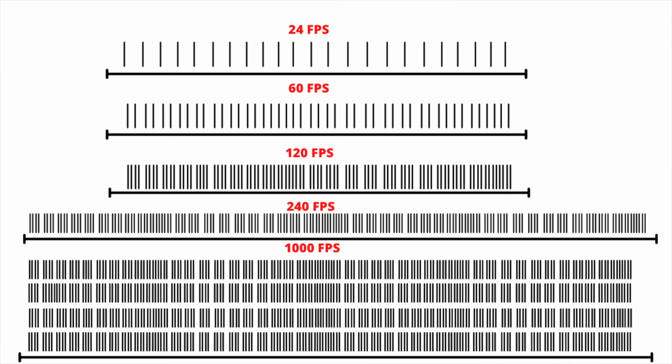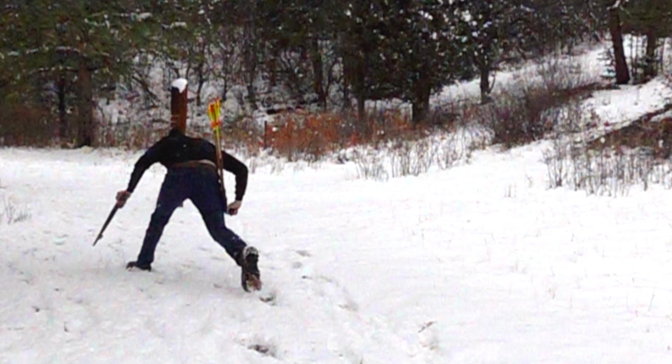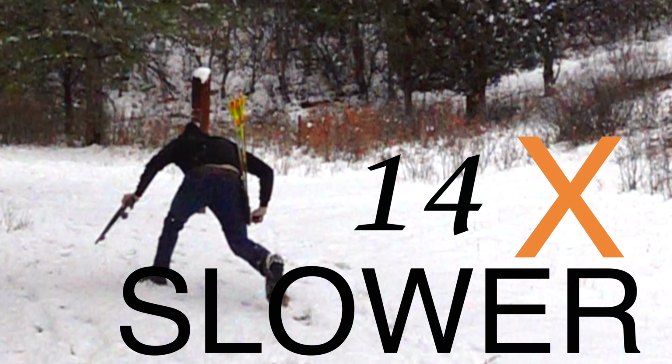Today we're gonna go shoot our bows, and we're gonna do it at 1,000 frames per second. 1,000 little pictures smashed into 1 second, meaning I can draw that out and it will look natural to us 14 times slower. Let's go do this.